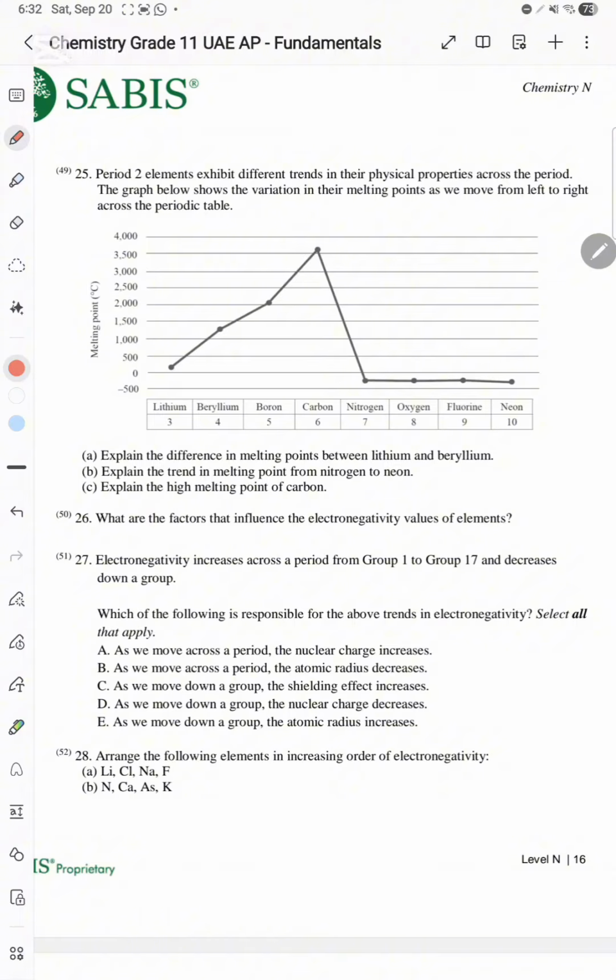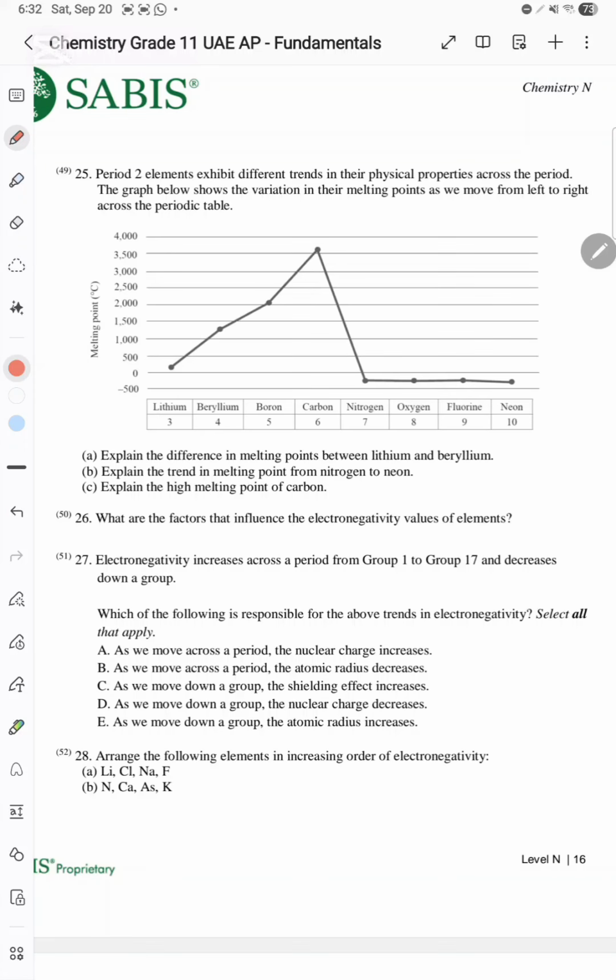Now explain the trend from nitrogen to neon. Nitrogen, oxygen, and fluorine are all gaseous and diatomic, and neon is gaseous and monoatomic. And all of these have very low boiling points due to their intermolecular forces being very weak.